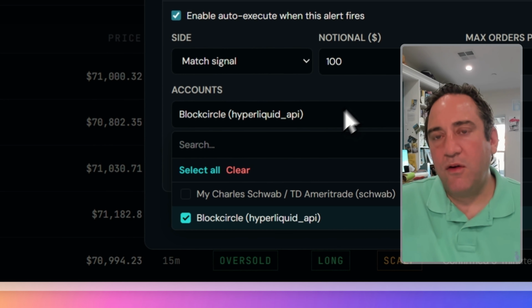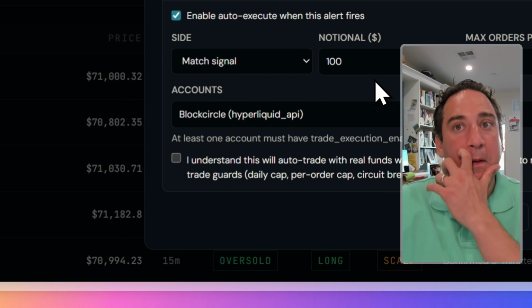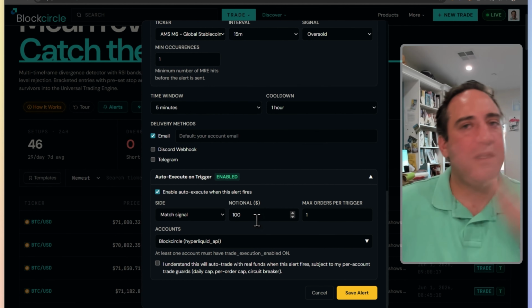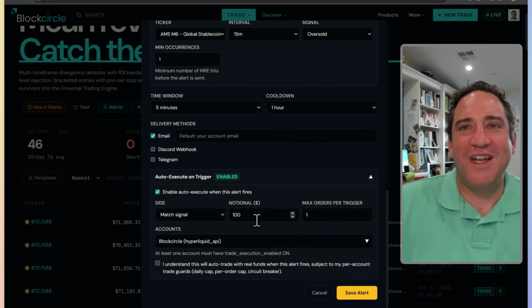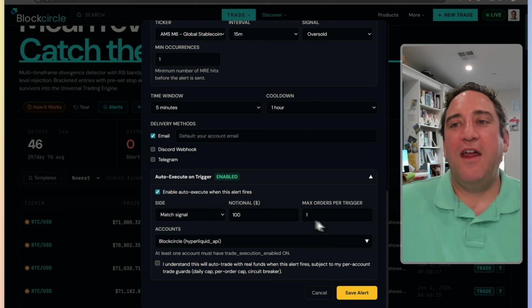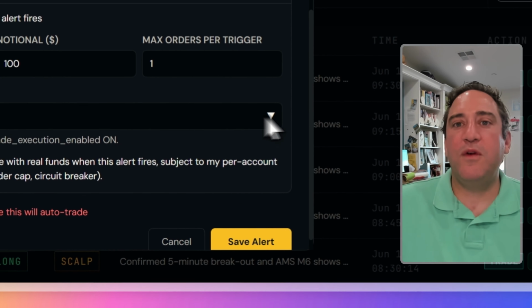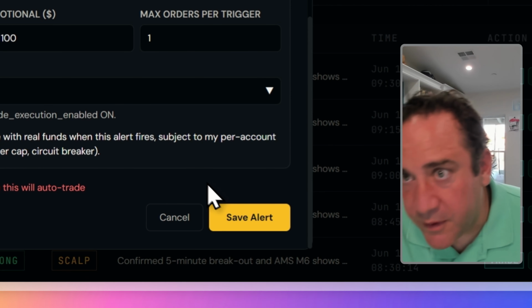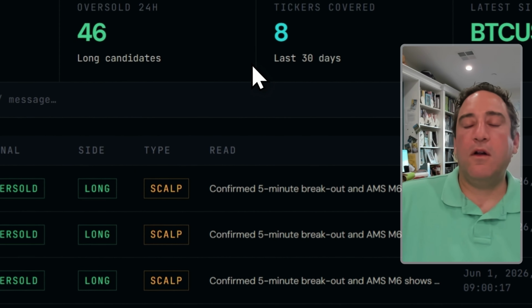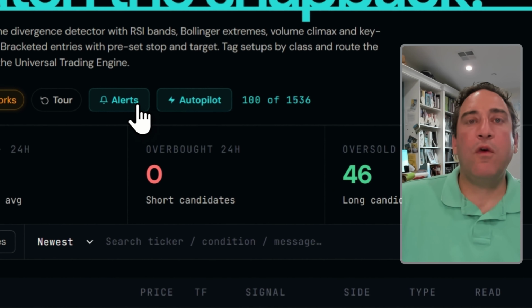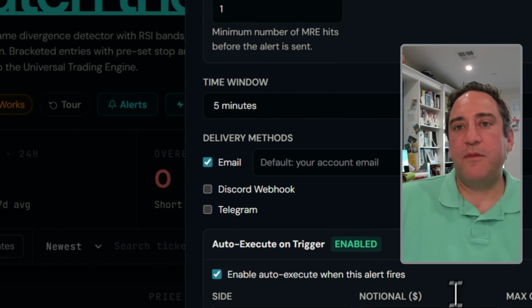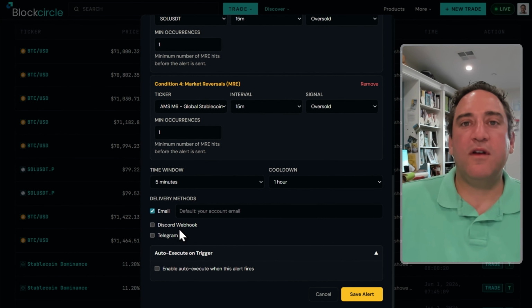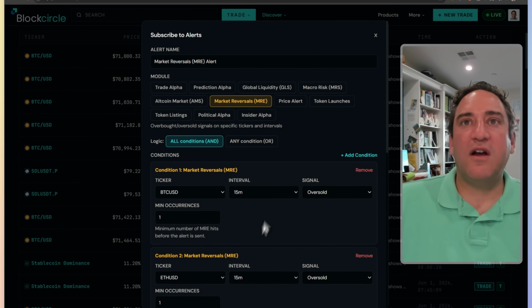So completely up to you, however you have it set up. And of course, we have on-chain, off-chain, we have perpetual futures, etc., completely non-custodial, as I've mentioned many times, just as a friendly reminder. And then you can go and save the alert, and you'll be up and running, and it'll automatically execute it. Or you can just be alerted. So it's completely up to you. You don't have to go and execute it. You could just have it email you or send it through a Discord webhook or a Telegram webhook.